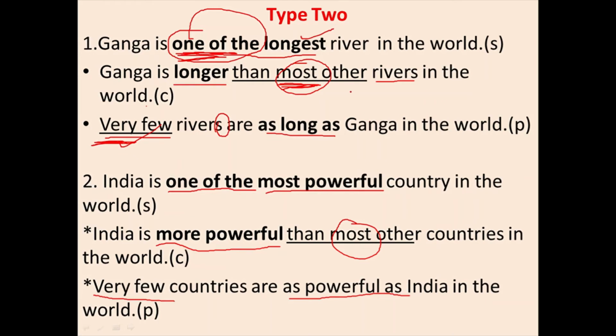So this is the second type, where we change a superlative sentence into comparative and positive degrees, which is compared with many others. One thing is compared to many others by adding one of the.